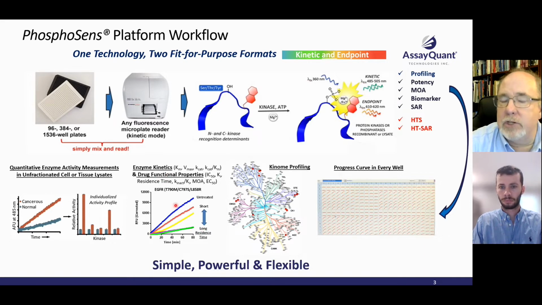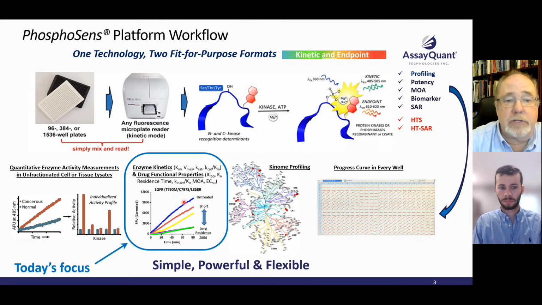But the focus of this presentation is going to be how we use this platform to look at inhibitor potency. That's both straightforward IC50 generation, but more importantly, because this is a continuous assay system, it's really ideal for evaluating time-dependent inhibitors, which is really where it's at in an awful lot of drug discovery campaigns going on right now. So that's where we're focusing today.